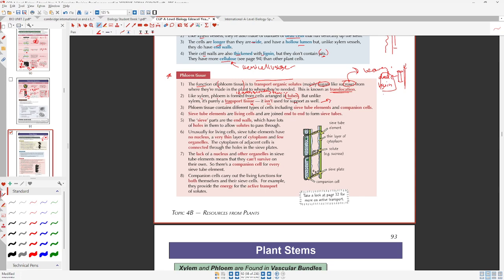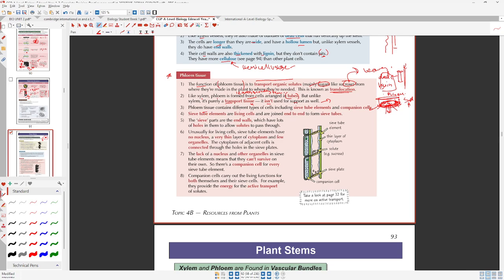You can imagine that's because food is more vital, and you need way more areas of transport outwards in the phloem, which kind of prevents it from being a support, because there's just too many holes for it to become a supporting tissue, or a strengthening tissue. So it's more like just a transport tissue.